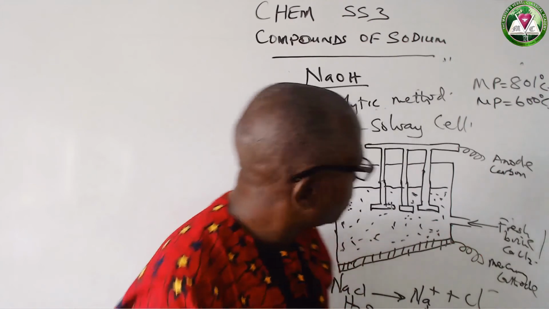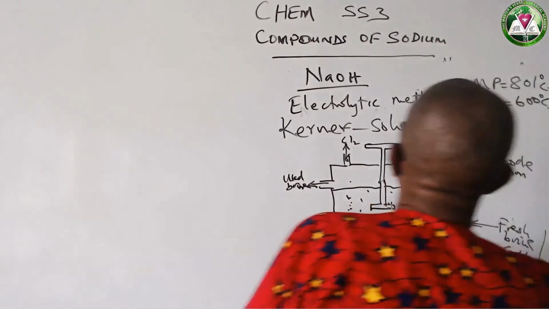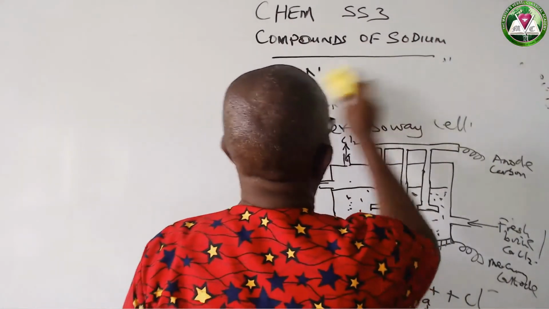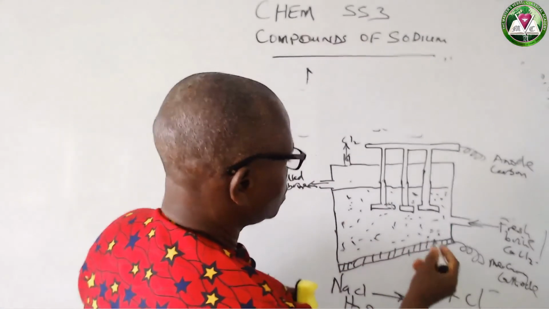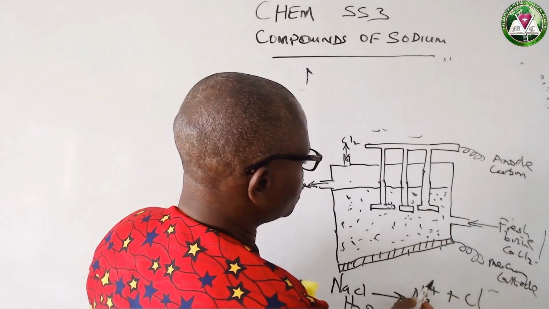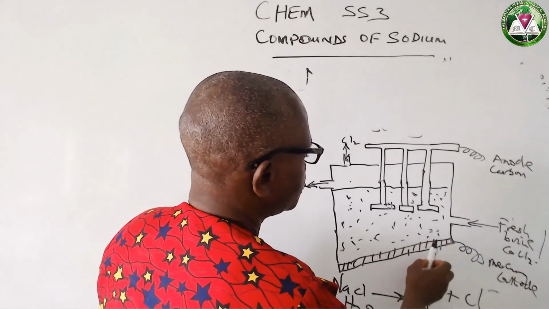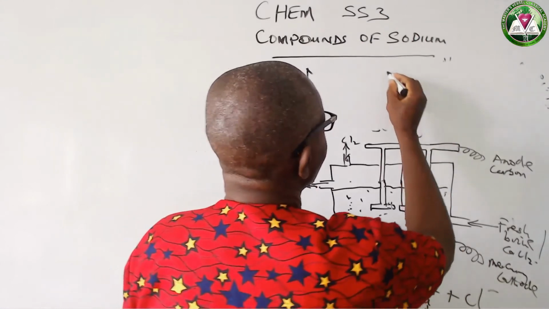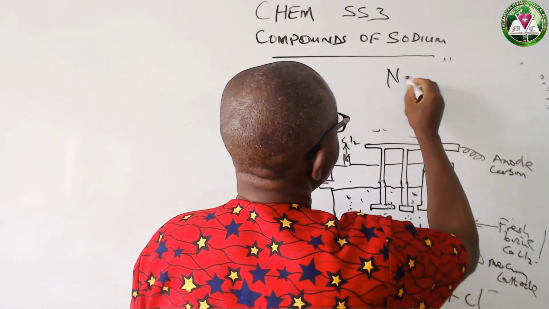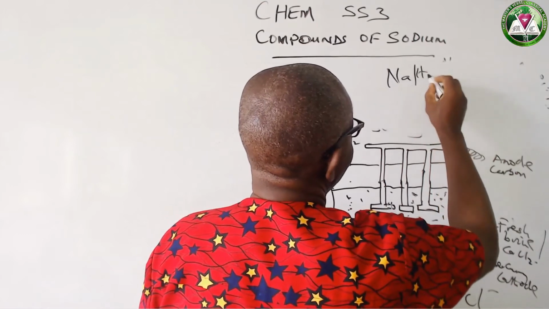Therefore, when you have this, you discover that your sodium will now be deposited at the cathode to give you sodium mercury amalgam.